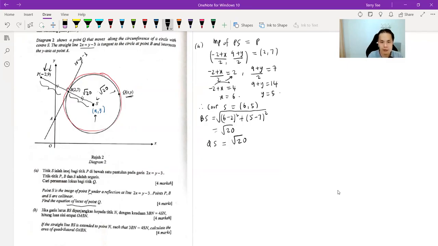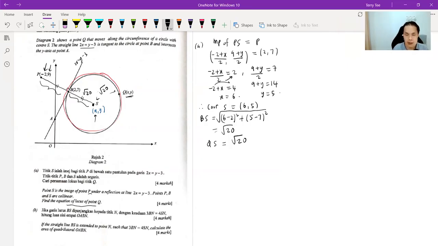Now let's just use the formula for distance, right? I'm using the formula for distance here one more time. Point Q is (x, y). Point S, we know, is (6, 5). So the square root of (x minus 6) squared plus (y minus 5) squared equals the square root of 20. So I need to square both sides. Let me expand. Squaring the left, this is x squared minus 12x plus 36. This is y squared minus 10y plus 25. The square root of 20 squared is just 20.